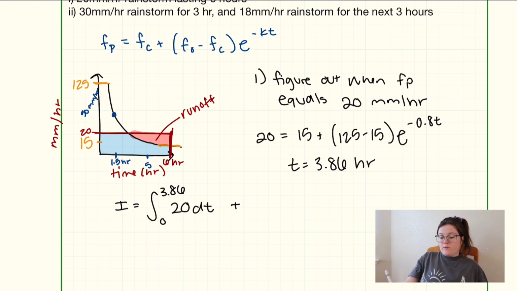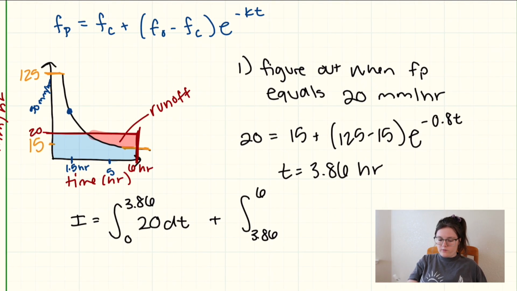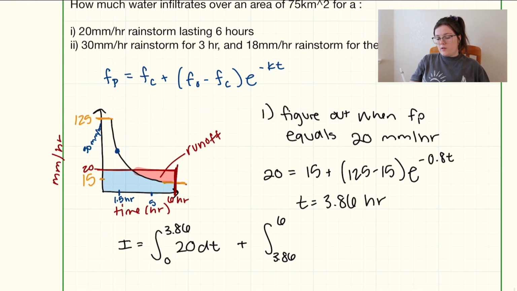But then, for the rest of the time, 3.86 to 6 hours, which is the total length of our storm, the curve that we're integrating is that Horton curve. So we're looking at this section here. Now our capacity is less than the precipitation that we're getting, so we're going to have some runoff. So we integrate, in our case, 15 plus 125 minus 15 e to the negative 0.8 t.